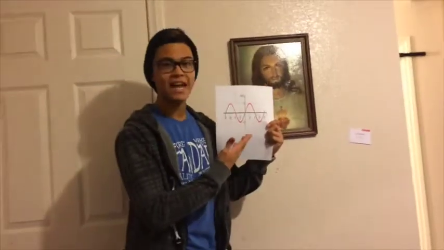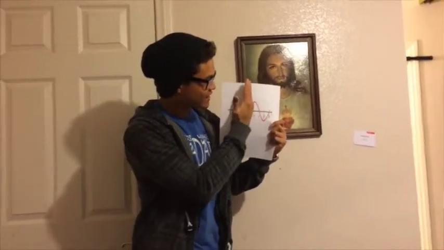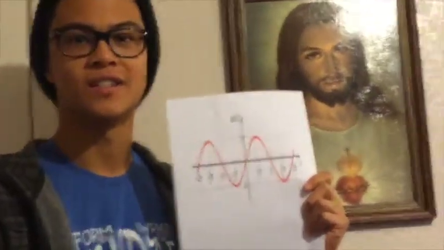A function can either be even or odd. To be an odd function, it does not have symmetry along the y-axis. To be an even function, it has symmetry along the y-axis. For example, sine and tangent are odd. This is a sine graph, and it's not symmetrical along the y-axis. So, it's odd.